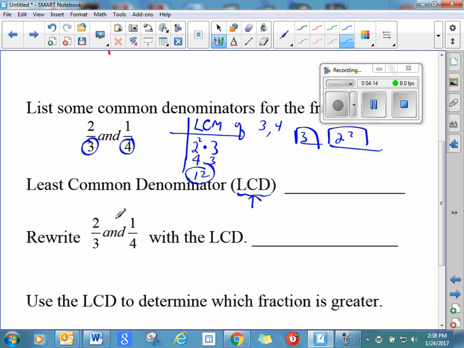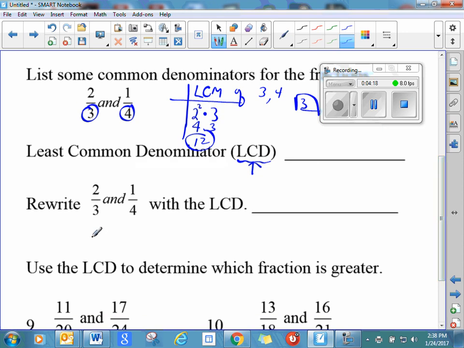So we just talked about this. Let's rewrite these fractions with the LCD. So in other words, we want to rewrite these fractions with a denominator of 12. So you ask yourself, okay, what can I do to get from 3 to 12? What math operation? Well, I can multiply by 4.